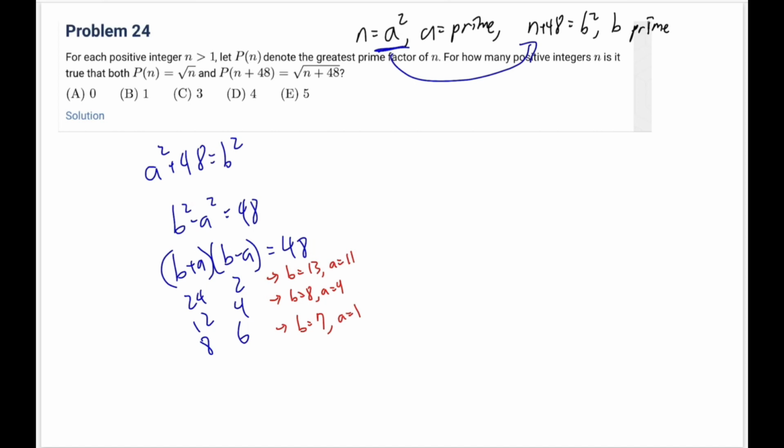No. Actually, a and b both have to be prime, right? So this one here, 1 is not prime, so this is not true. B and a, 8 and 4 are not prime, so this is also not applicable. So 13 and 11 are prime, so only this a and b pair can be n. So there is only one positive integer n for which this is true. So the answer is 1. It's B.